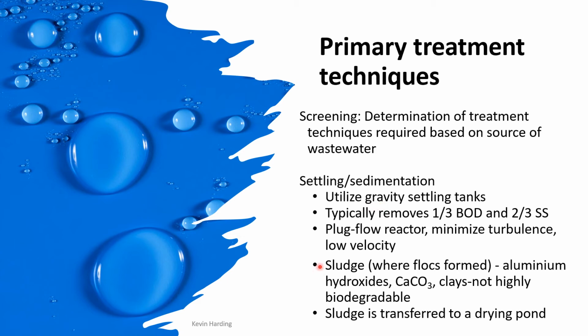So that's the sludge, where the flocs are formed. If you added a flocculant or anything else to make the flocs form, those are typically aluminum hydroxides, CaCO3, clays, which are not highly biodegradable. We want those all to settle out. We do then separate the solids from the liquids.